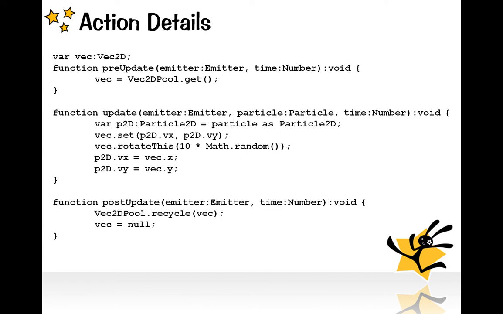After all the particles are updated, this post-update method releases the resource by giving back the vec2d object to the vec2d pool. It passes this vec variable as a parameter to the recycle method to put the vec2d object back to the object pool. And then I assign a null value to the vec variable to release the reference.